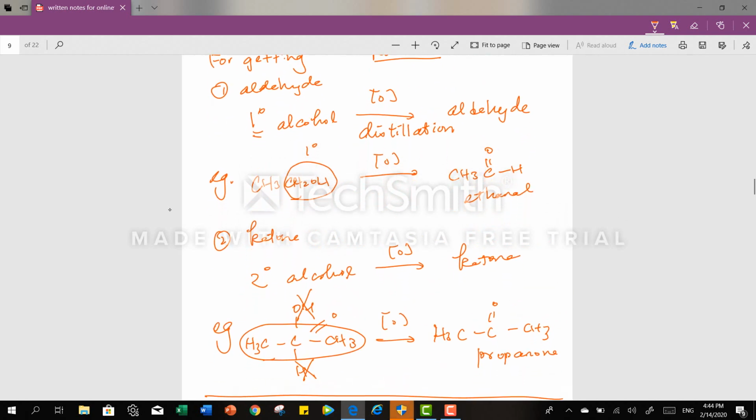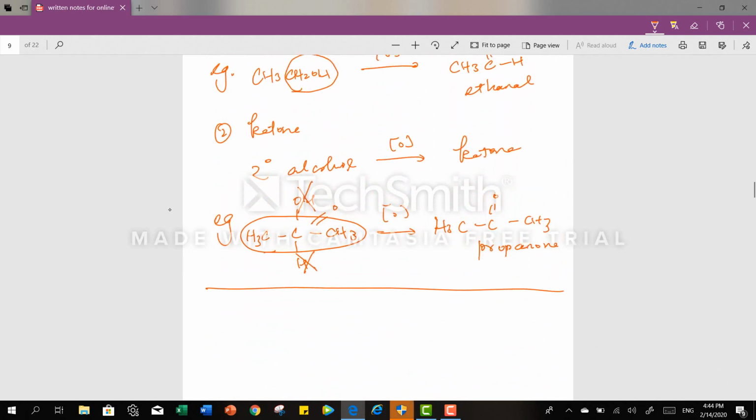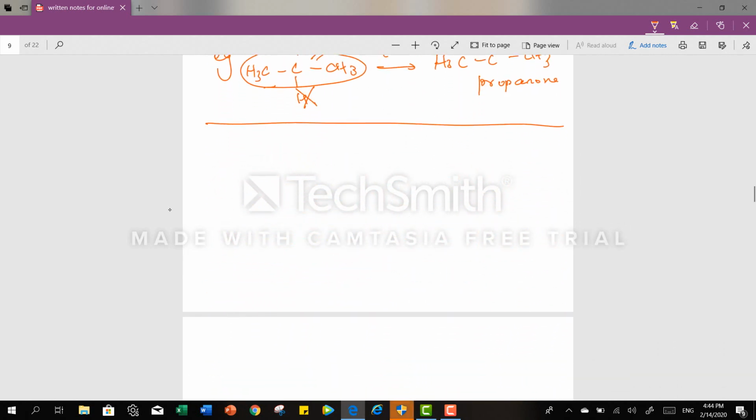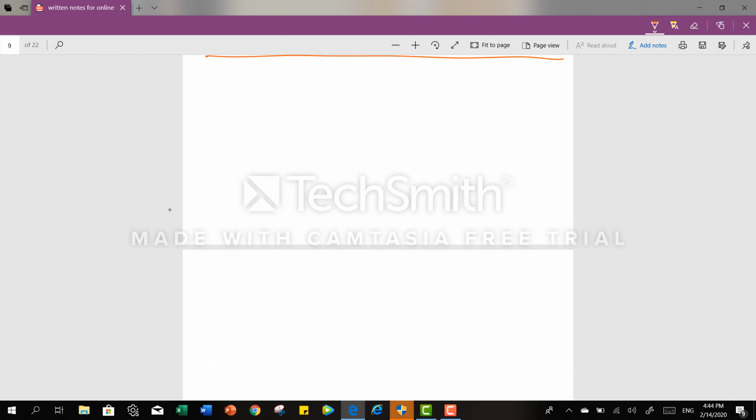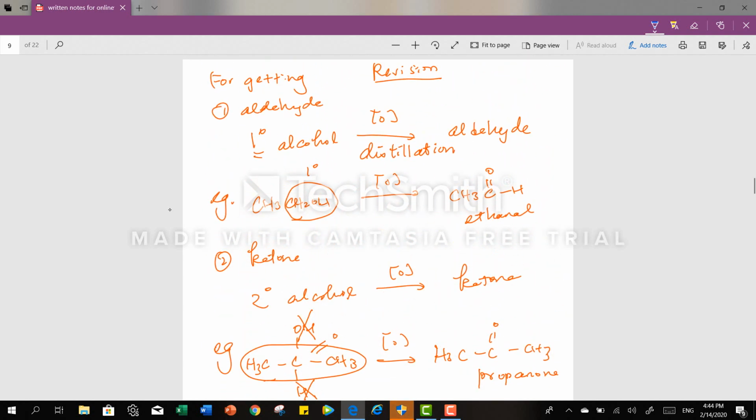Any question? Now if no question, then we will go to reactions of carbonyl compound. The first reaction I want to talk about is the reduction of carbonyl compound. Now, for aldehyde and ketone, basically it's the reverse of oxidation.